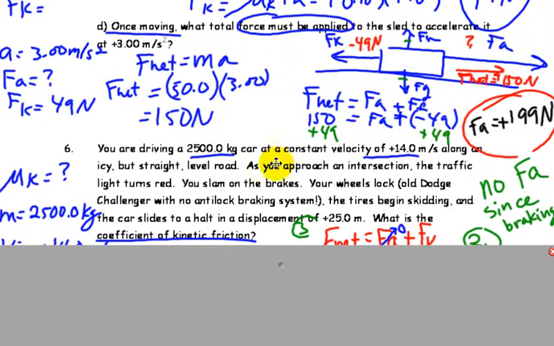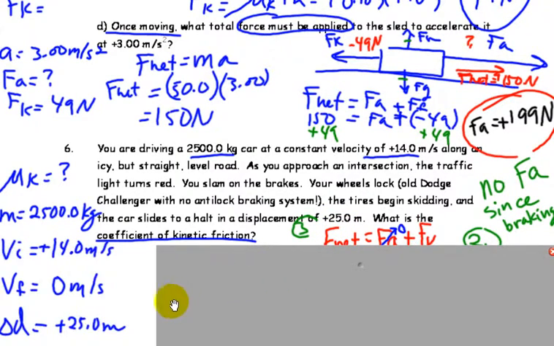So you're driving a 2,500 kilogram car at a constant velocity of plus 14 meters per second along an icy but straight level road. As you approach an intersection, the traffic light turns red. You slam on the brakes. Your wheels lock because it's an older car. The tires begin skidding, and the car slides to a halt in a displacement of 25 meters. What is the coefficient of kinetic friction?